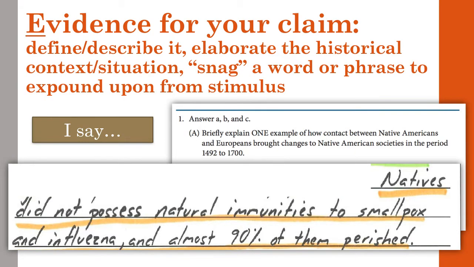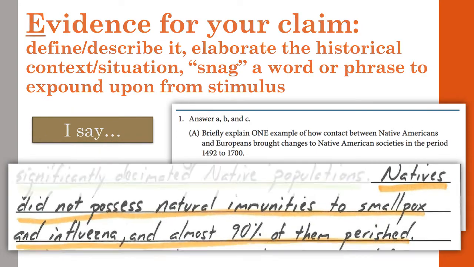Because natives did not possess natural immunities to smallpox and influenza. So there is an explanation as to why this disease was so awful for Native Americans, such that 90% of Native Americans perished. Again, one of the world's worst tragedies that we see, and it's because of this particular fact. So it's an elaboration on the part that basically says, this is what I say. And so as a result, this supports my particular claim.